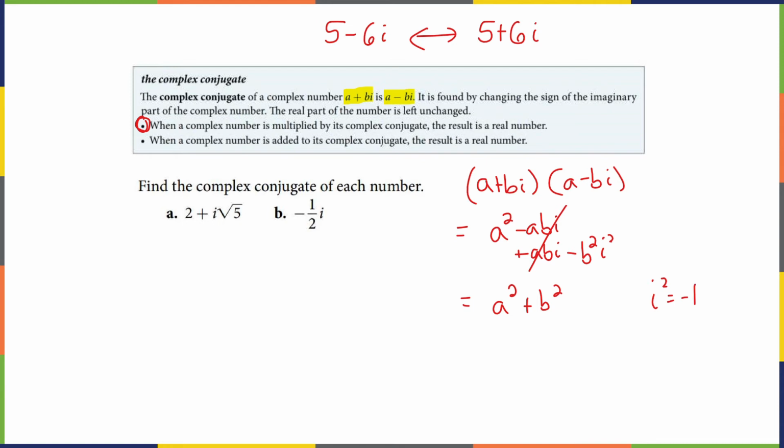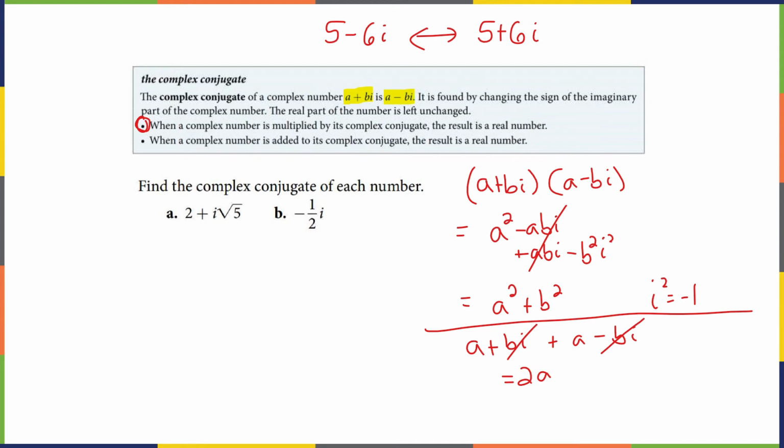Similarly, if you wanted to add a number to its complex conjugate, a plus bi plus a minus bi, the bi and the negative bi would cancel, and you'd be left with 2a. So complex conjugates let you work with complex numbers, and they'll end up being real numbers.